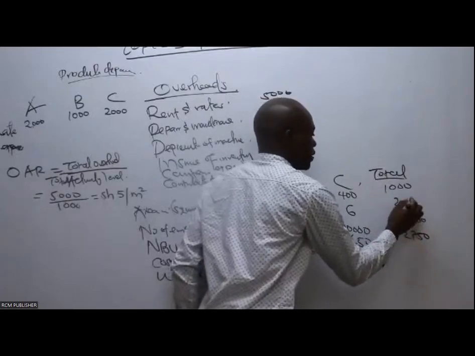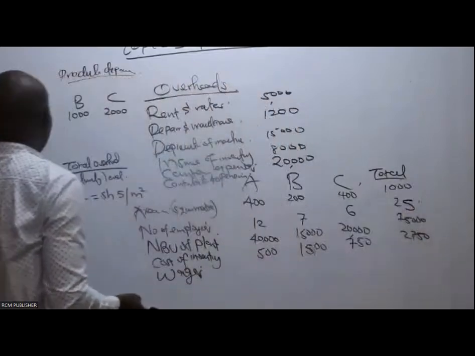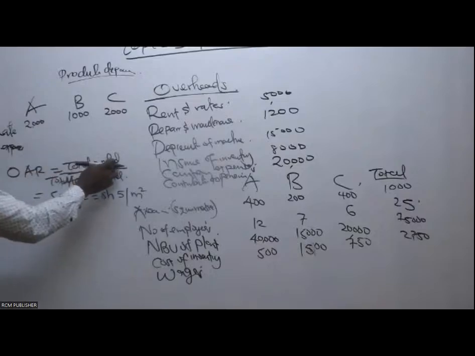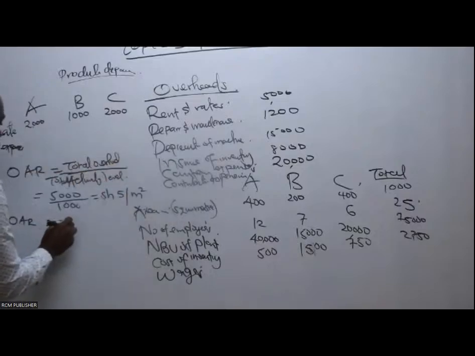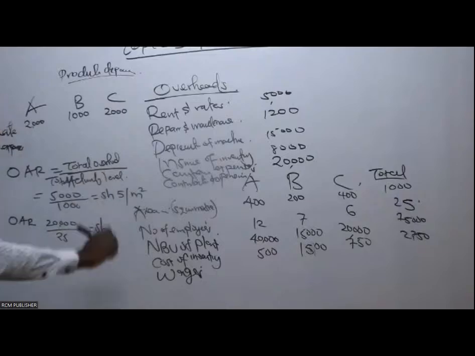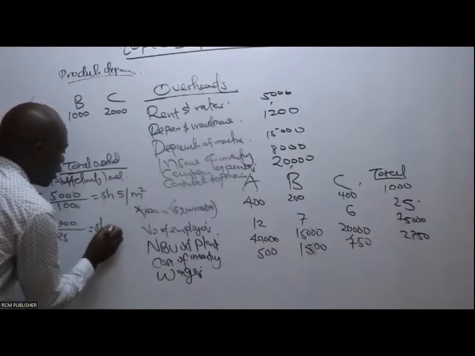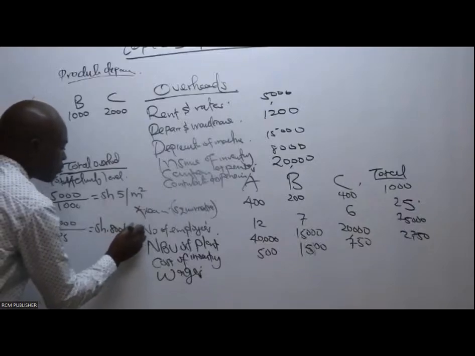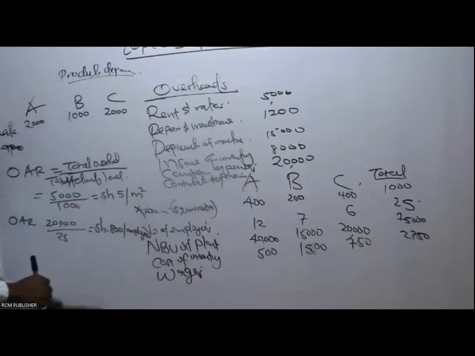When I want to get the overhead absorption rate for canteen expenses, the formula remains unchanged. Total overhead, which is 20,000, I divide by total activity level, which now happens to be the number of employees. What will be our overhead absorption rate? It's going to be shillings 800 per employee.